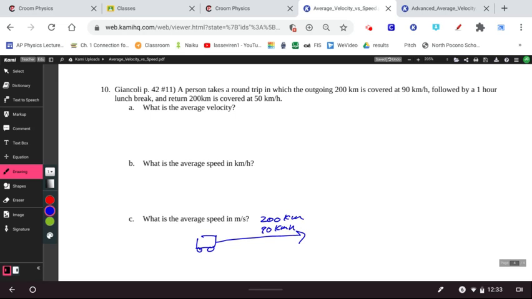Then that's followed by an hour break. So 0 kilometers per hour for 1 hour. And then after the lunch break, they return 200 kilometers, covering 50 kilometers per hour. So they come right back to where they came from. 200 kilometers at 50 kilometers per hour.